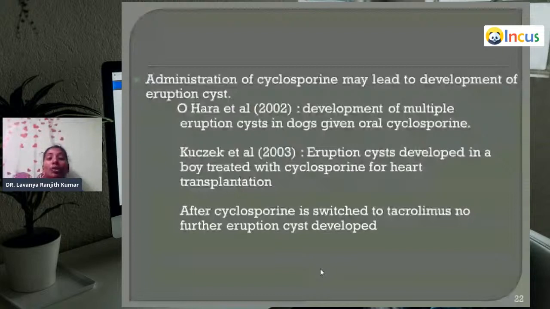The second is the administration of cyclosporine, which may lead to development of eruption cyst. O'Hara et al. in 2002 reported development of multiple eruption cysts in dogs given oral cyclosporin. And Kuczek et al. in 2003 reported that eruption cysts developed in a boy treated with cyclosporin for a heart transplantation. After cyclosporin was switched to tacrolimus, no further eruption cysts developed. So this can also be one of the etiological factors for the development of eruption cyst.